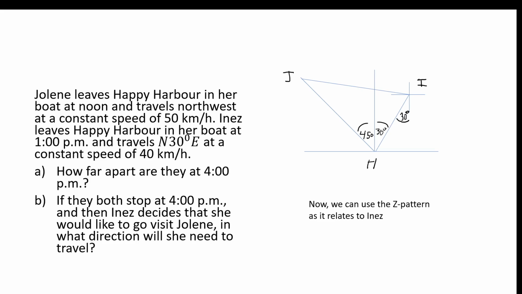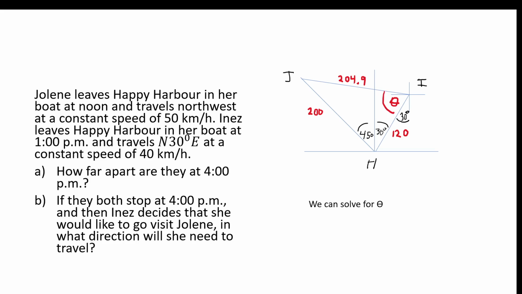See, if there's a 30-degree angle here, then using a Z pattern, there's going to be a 30-degree angle in there as well. Because we know this north is parallel with this north. And so we've created a Z pattern. So we can put a 30-degree angle right there. What that means is now we can put in the relevant side lengths. And we just have to find out the value of theta.